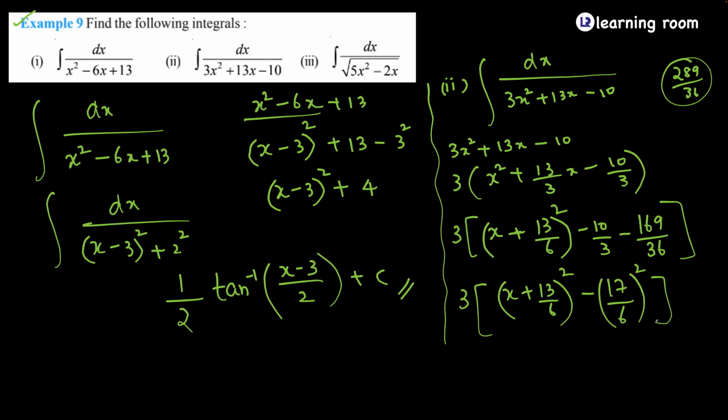Are you clear with this? So what will happen to this question is, it will be integral of 1 by 3. That 3 will come out of the integral. Right? So what is it that you're going to be left with? You will have x plus 13 by 6 the whole square minus 17 by 6 the whole square. Right? It is of the form x square minus a square.